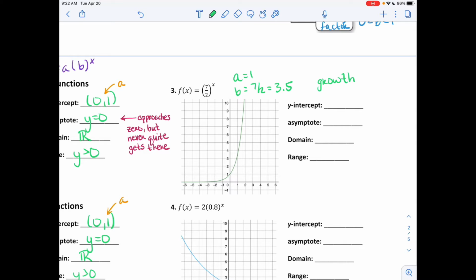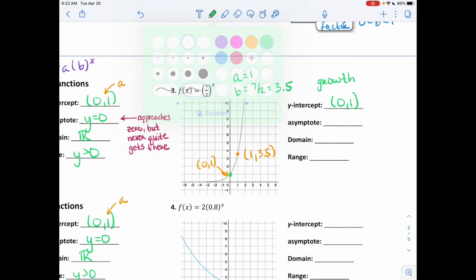Let's talk intercepts, asymptotes, domain, and range. So our y-intercept is still at 1 because our a value is still at 1. So again, our a value right here at (0, 1). Our b value this time is at 3.5, so at (1, 3.5).